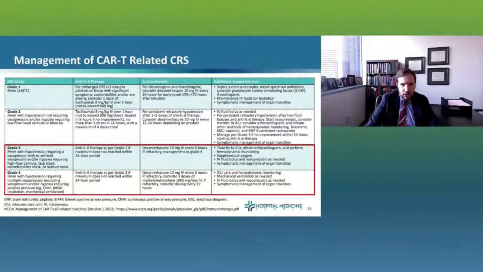You can consider dexamethasone, but again, management, fluids, monitor the cardiac status, get EKGs, troponins, just like you would in any other situation that was manifesting like that, regardless if they got CAR T.